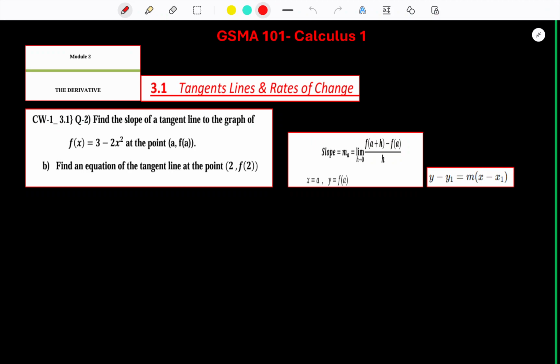Let's start module 2, the derivative. 3.1, tangent lines and rates of change. Let's go to the first question.